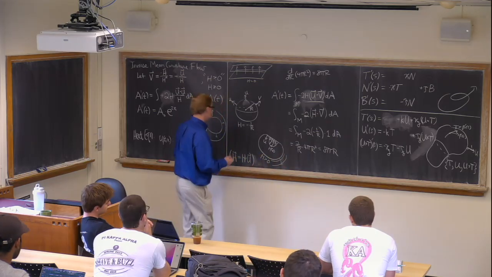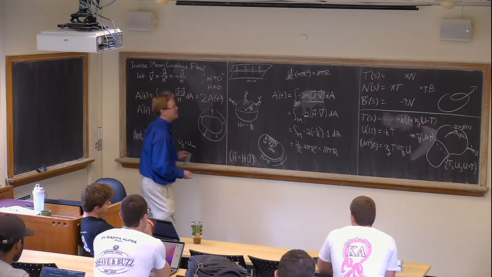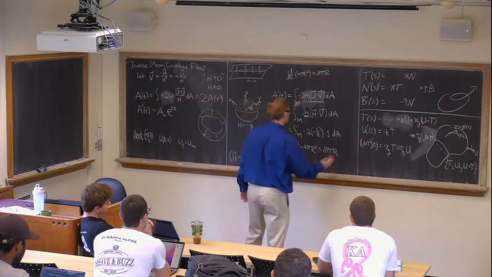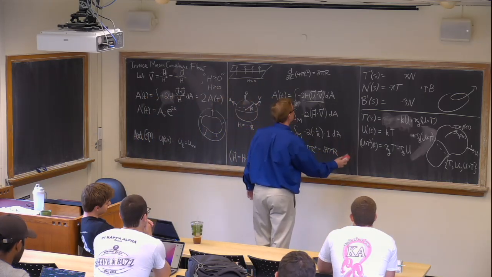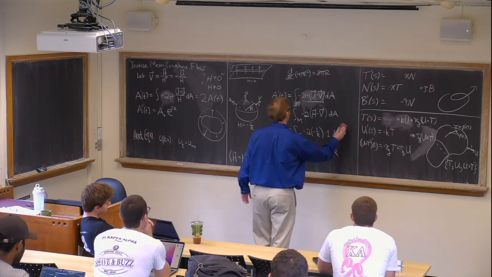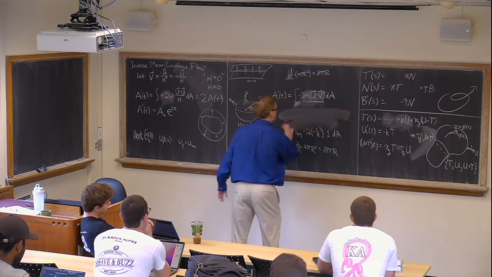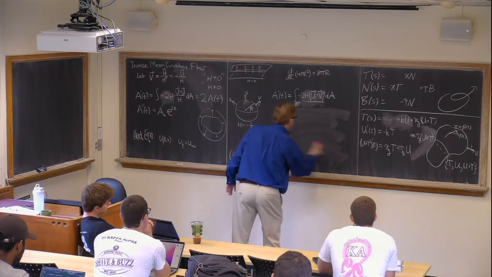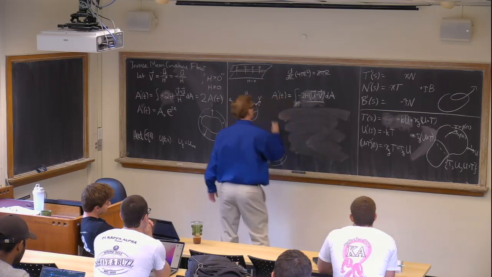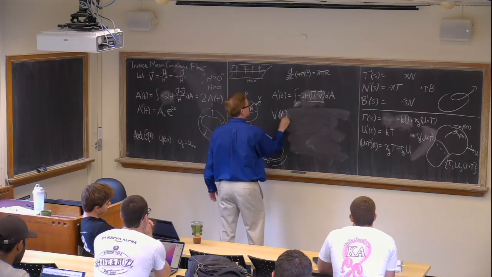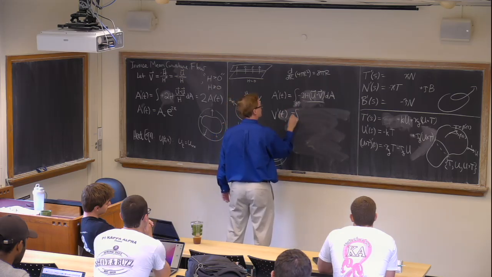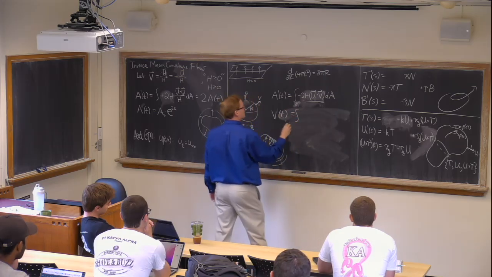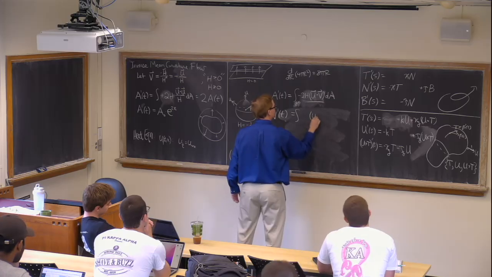Because if you compare these two formulas, we put them side by side, these are formulas you're responsible for. I'll put it right under this one. V prime of t is equal to the integral of u dot v.